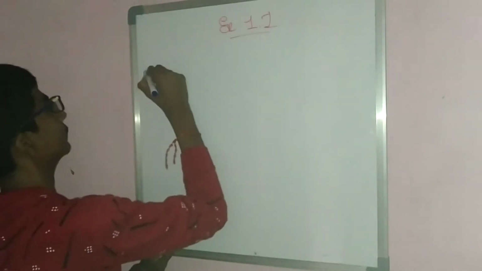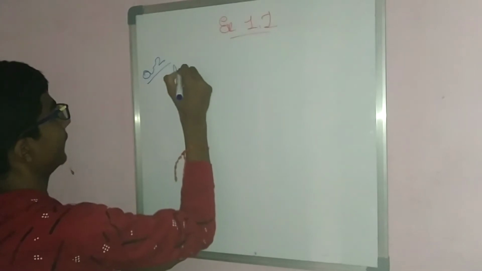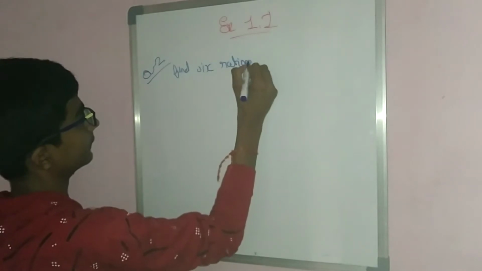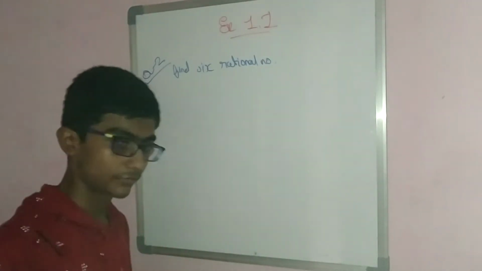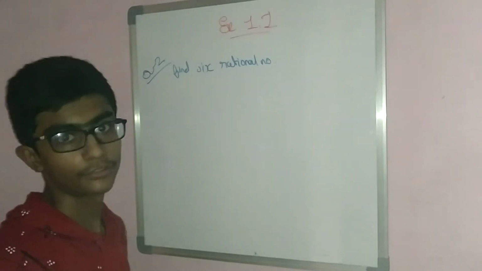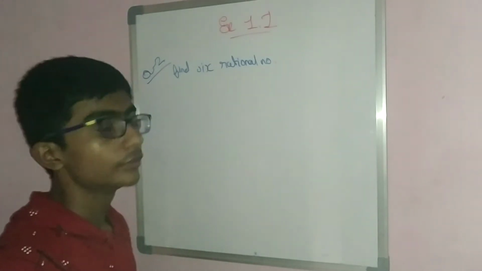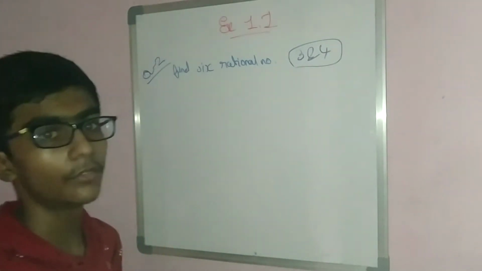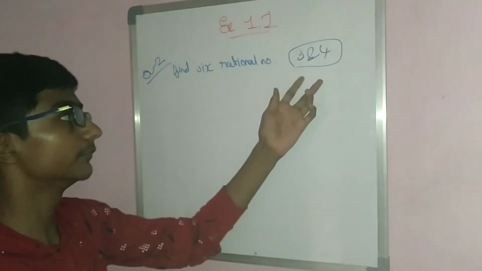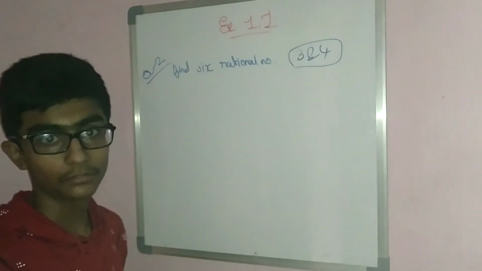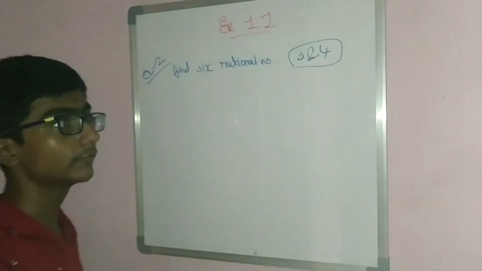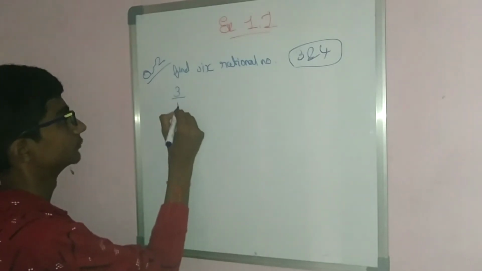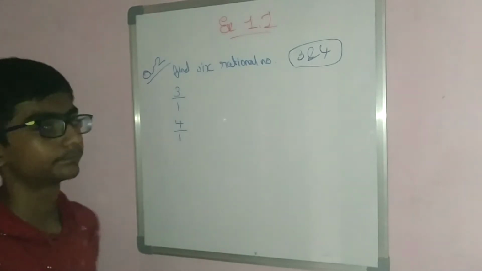Question number 2 is, we have to find 6 rational numbers. I hope you know now what are rational numbers. We have to find 6 rational numbers between 3 and 4. Now rational numbers are numerator upon denominator, but here we have only given numerator. So what about denominator? We are going to write 3 and 4 as 3 upon 1 and 4 upon 1.